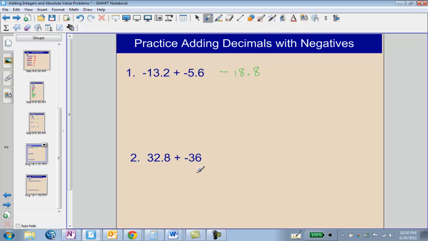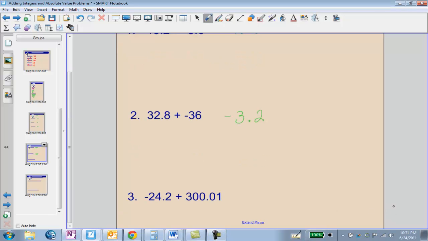Now for number 2, you're going to do the same thing. You're going to line up your decimals. However, in this case, we're adding unlike signs. So you need to keep in mind, what do you do when you add unlike signs? Do you add or subtract? And how do you determine the sign of the answer? So give that one a try. For number 2, you should end up with negative 3.2.